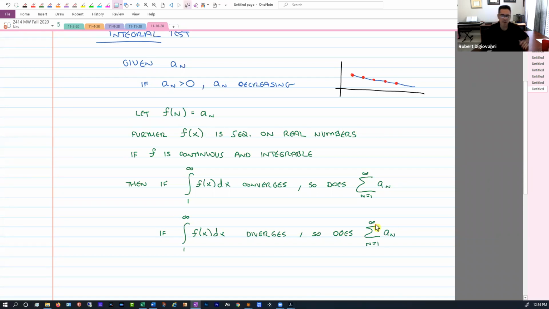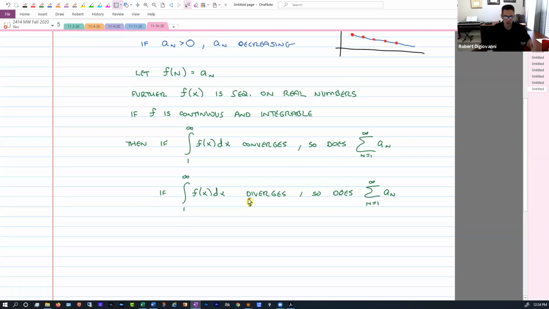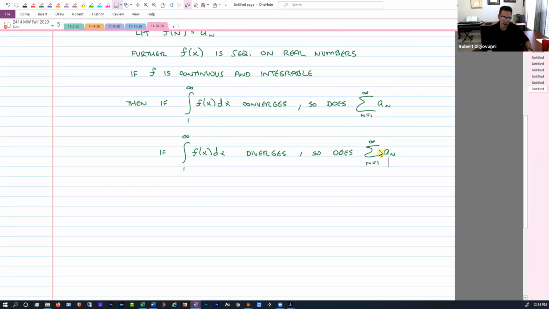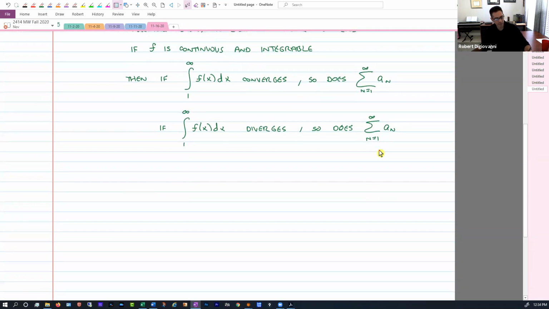Now, all of this is written on the formula sheet, all right? I just like to write it all down again. So why is this true? Why is it that if the integral converges, the original series must converge? Let's try and analyze this with the graph.